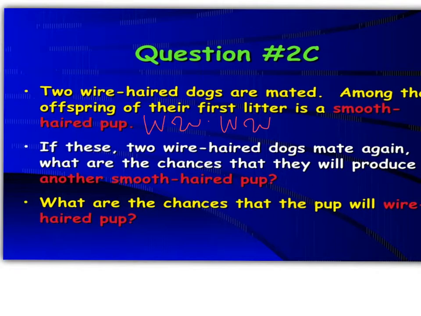Now, if these two dogs mated again, what is the chance that they would produce another smooth-haired puppy? Well, we know from our previous slide that they would have 1 out of 4 puppies being smooth-haired. What is the chance that it would be wire-haired? They would be 3 out of 4. You can do these as percentages and say you had 75% and 25%.